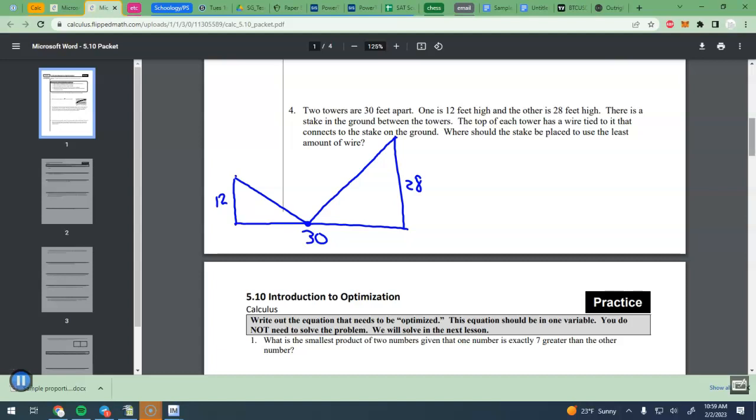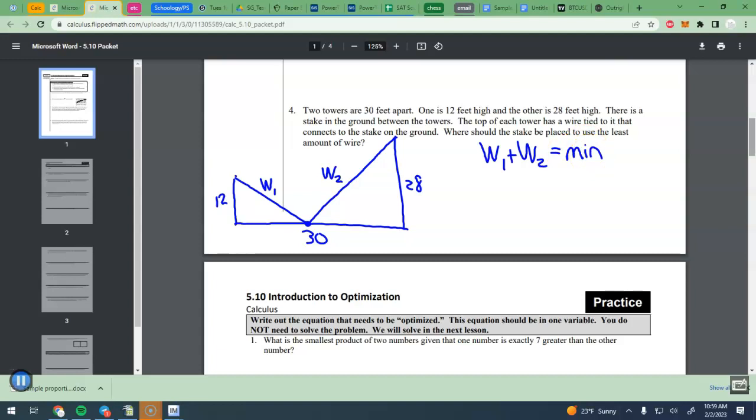So I think in the video he called this wire 1 and wire 2. I can stick with that, that's fine. And what I want is for W1 plus W2 to equal min, right? I want to use the least amount of wire possible.